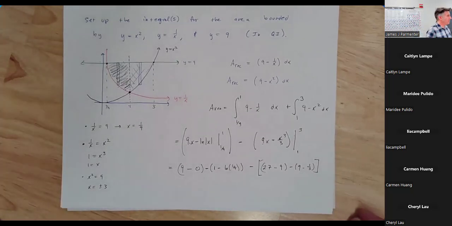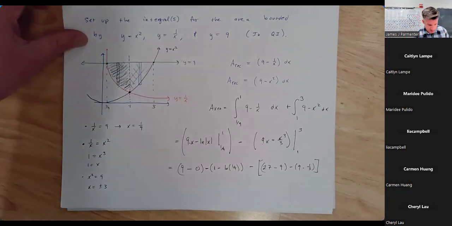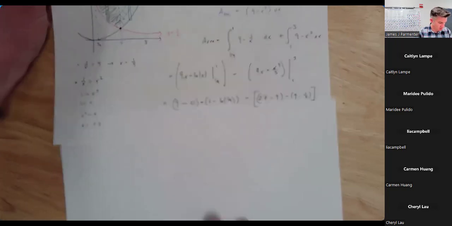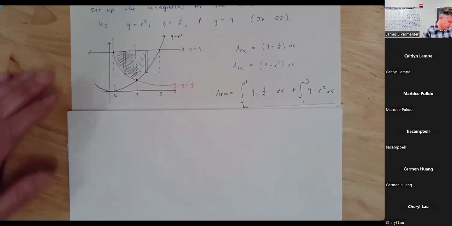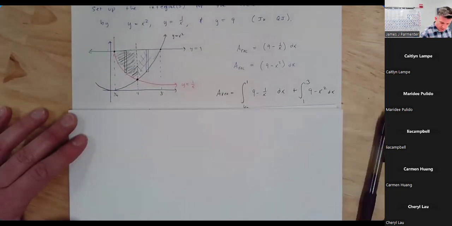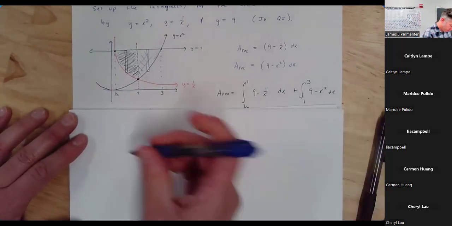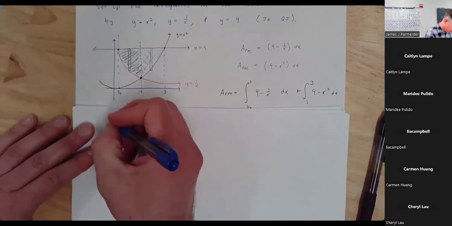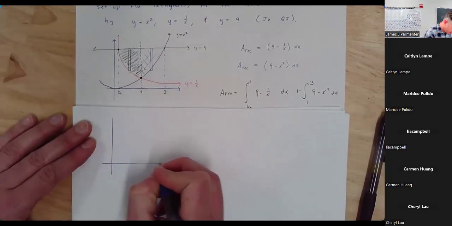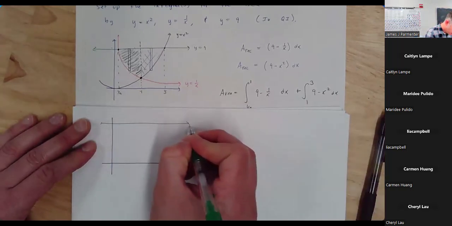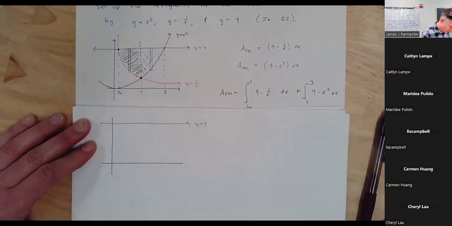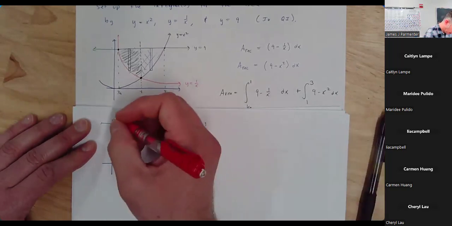And this, although not terrible, might not be as easy as we could make it. So let's point out that while you could do it this way, you could also do it using the variable y. You could use horizontal strips instead of vertical strips to imagine what's going on here. Let's draw this again.